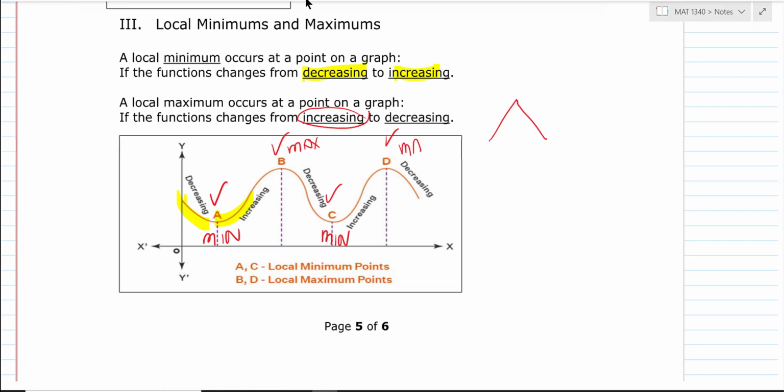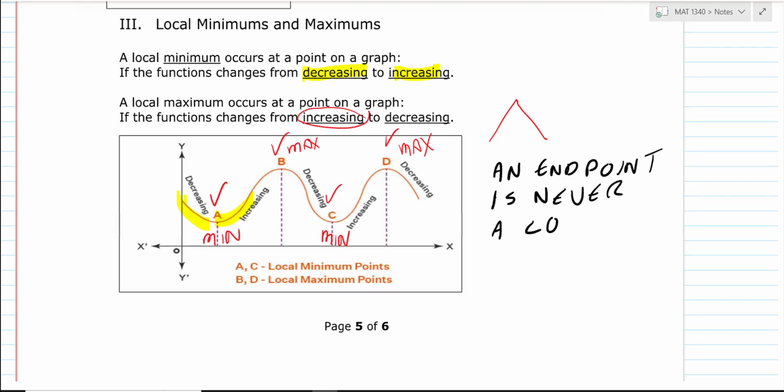One thing I want you to write in your notes, this is important to write down: an endpoint is never a local max or min. For example, on this particular problem, this graph may come to an end right here. That is not a minimum. We don't call that a local minimum.